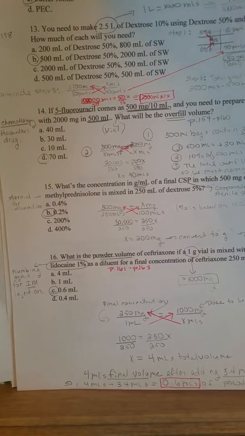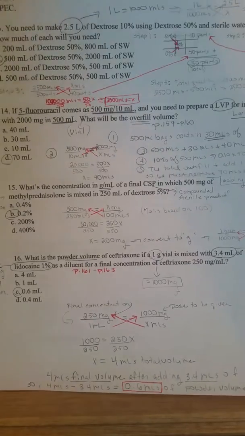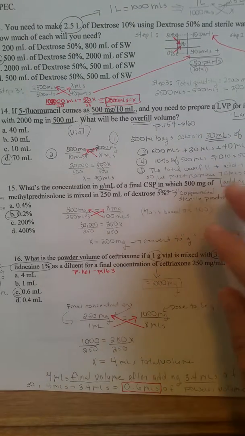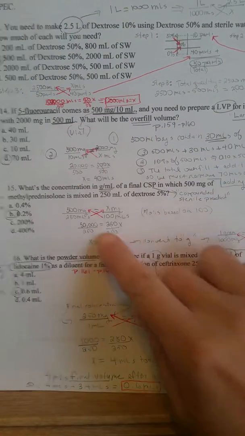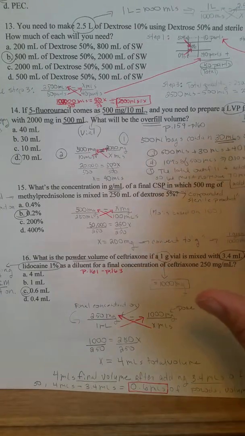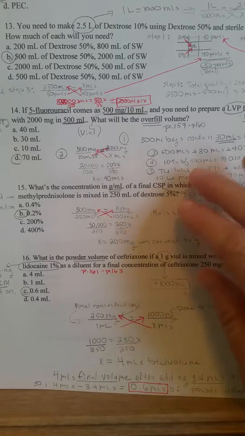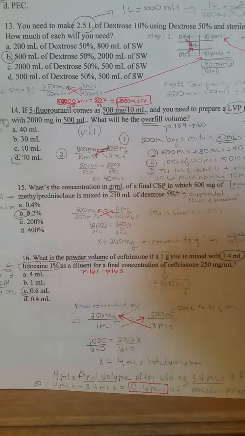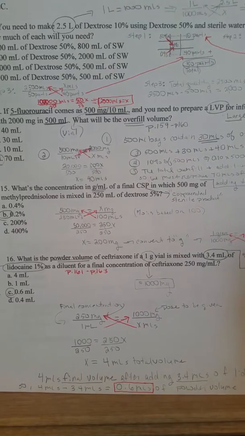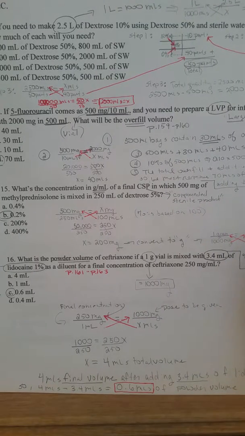Okay. So for this particular question, the total overfill would be 70 mLs. Really, you could interpret this question differently, in that they're just asking you the overfill volume of the 500 mL bag, and that would be 30. But if you want both the drug and the overfill, it's 70.